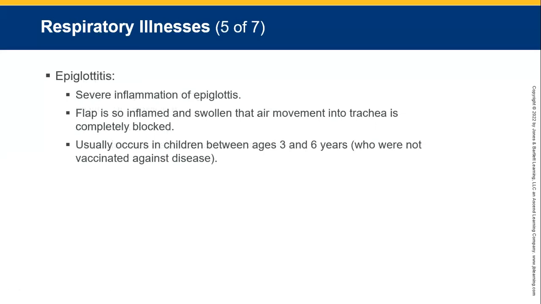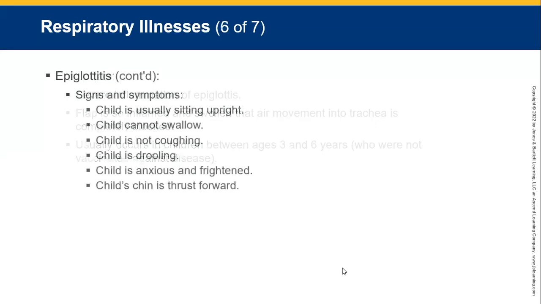Okay, epiglottitis is a severe inflammation of the epiglottis. The flap is so inflamed and swollen that air movement into the trachea can become completely blocked. It usually occurs in children aged between 3 and 6 years old who weren't vaccinated against epiglottitis. Signs and symptoms: the child is sitting very upright, has difficulty swallowing or can't swallow, is not coughing, is drooling, is anxious and frightened, and the chin is thrust forward.